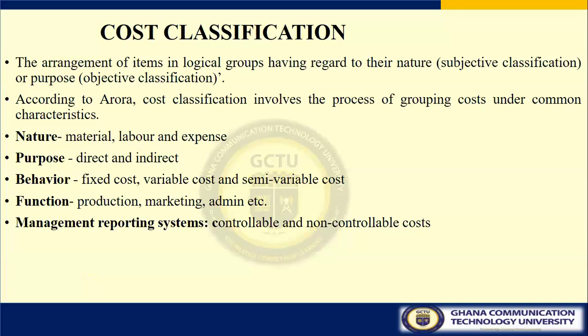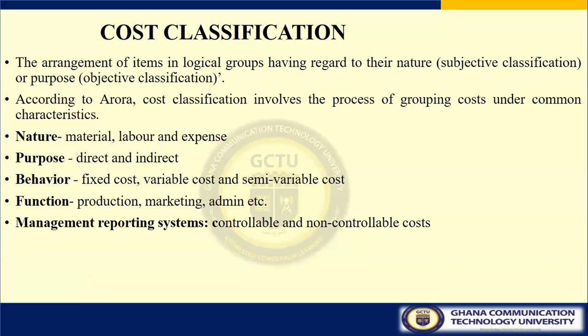Then you have the function. We can also classify cost by function, like the cost incurred by the production units, as I explained at the beginning, marketing, administration. Then management reporting systems. What are the management reporting systems under cost classification? We have what's called controllable cost and non-controllable cost. What is controllable cost? And what is non-controllable cost?